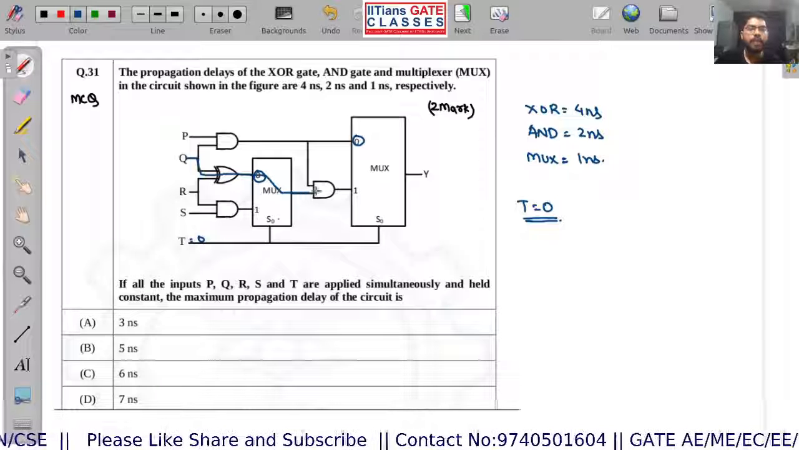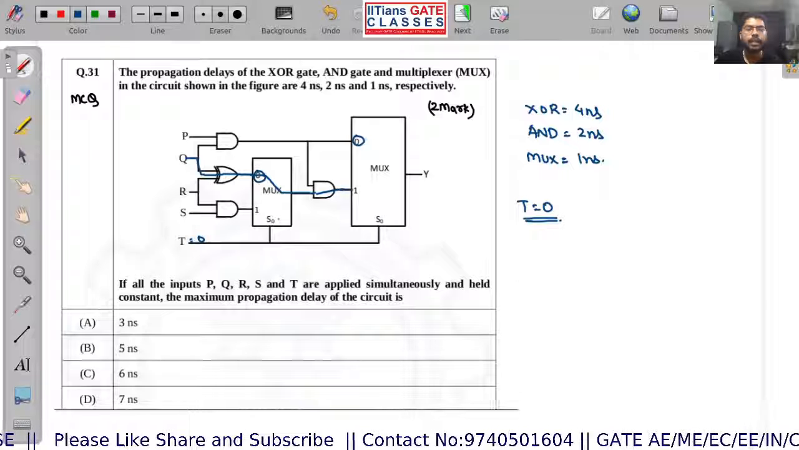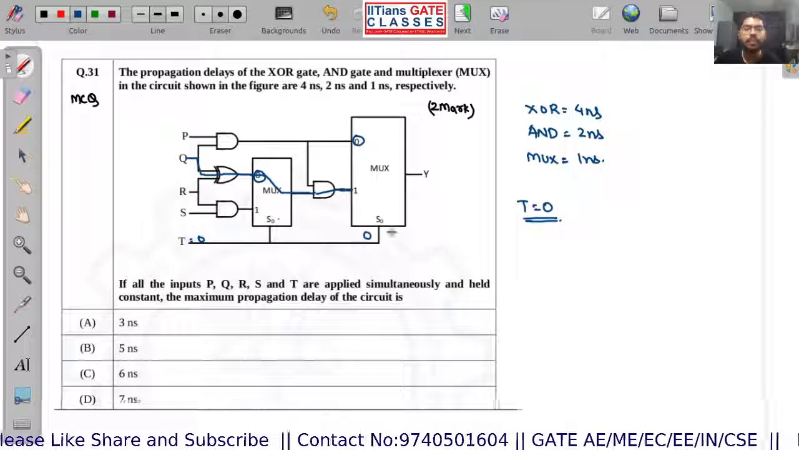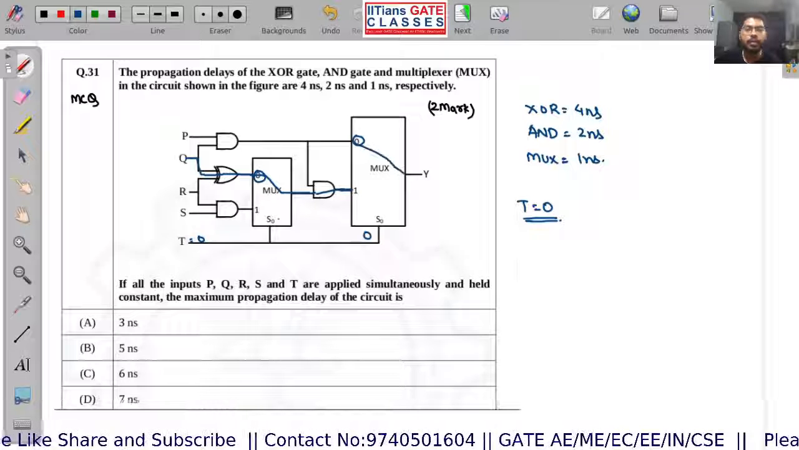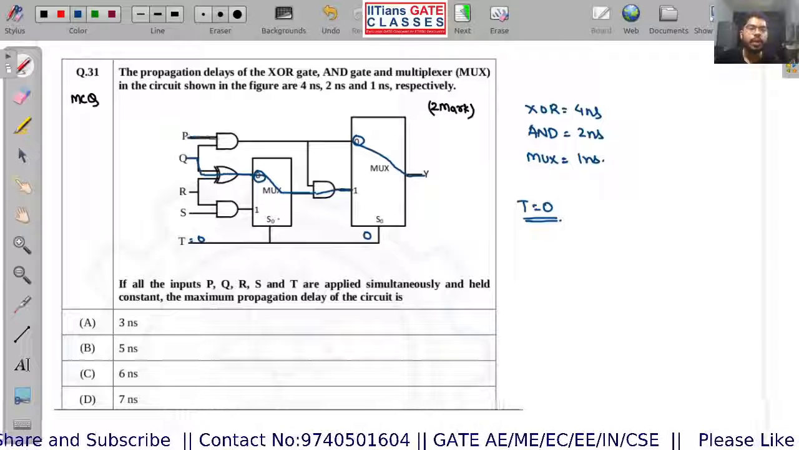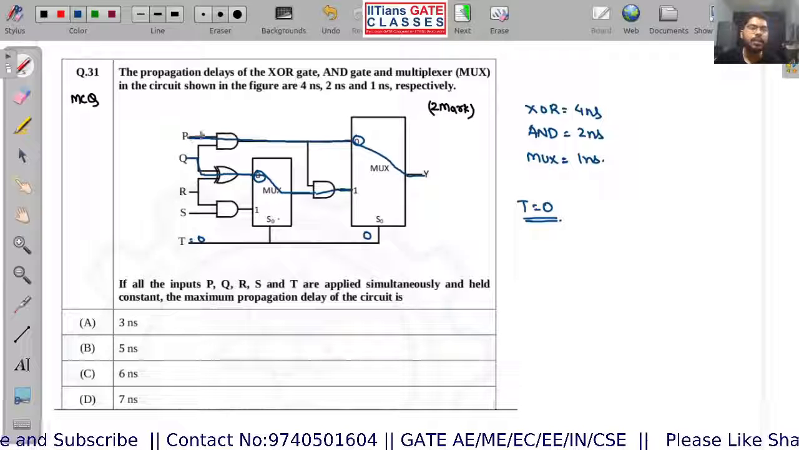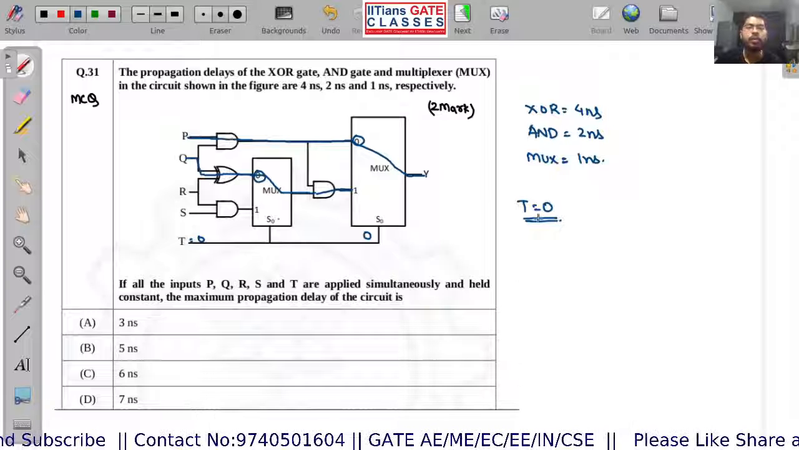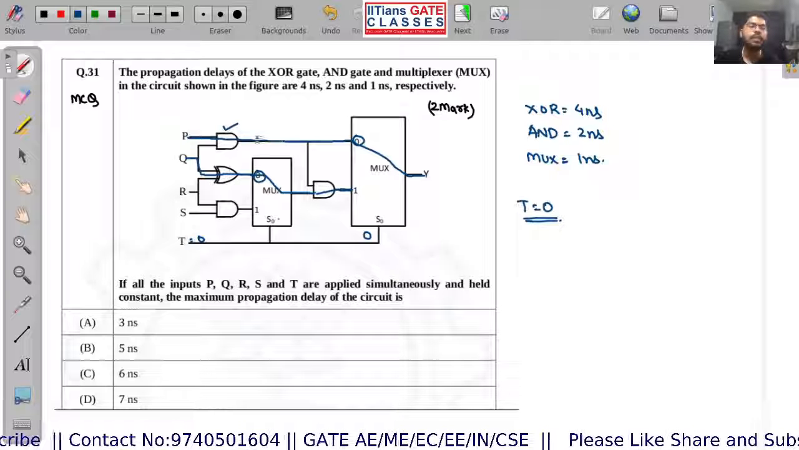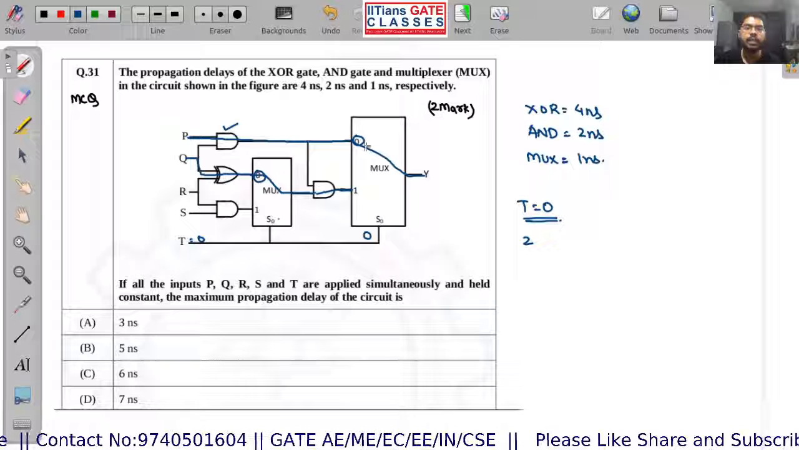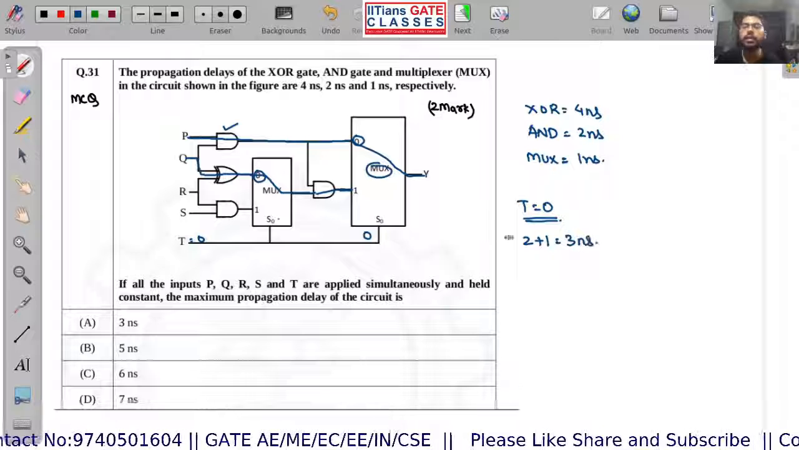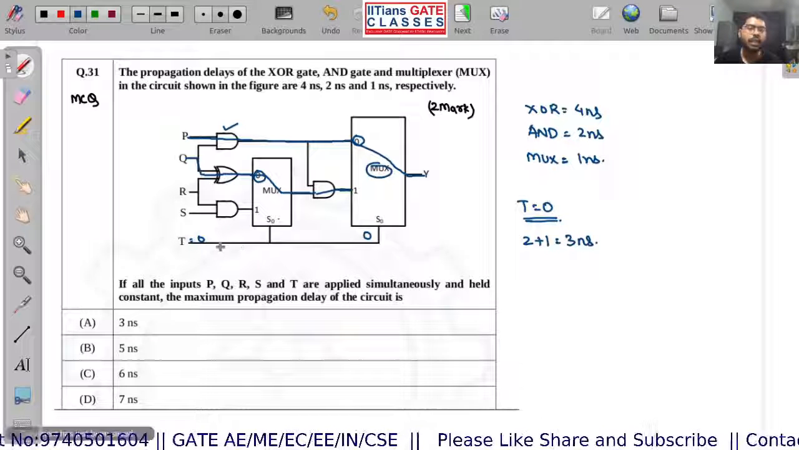Okay, but you see, this is getting connected to 1, but as t is equal to 0, this input will be connected to your output. So this input doesn't matter anymore. You need to calculate directly this path, and this will be the path of your input to output when t is equal to 0. You can see this is one AND gate, for AND gate 2 nanosecond, and this is 1 mux, for this I have 1 nanosecond. So in total 3 nanosecond delay for t equal to 0.